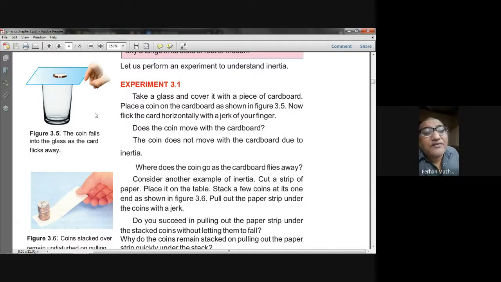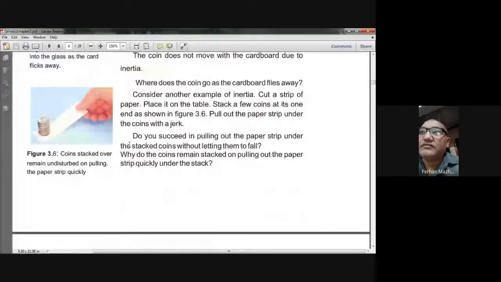Consider another example of inertia. Cut a strip of paper, place it on the table, and stack a few coins at one end as shown in figure 3.6. Pull out the paper strip under the coins with a jerk. Give it a jerk and see what will happen. Do you succeed in pulling out the paper strip under the stacked coins without letting them fall? Why do the coins remain stacked on pulling out the paper strip quickly under the stack?